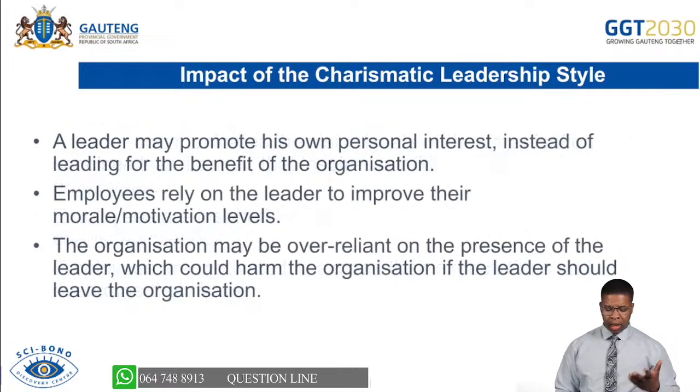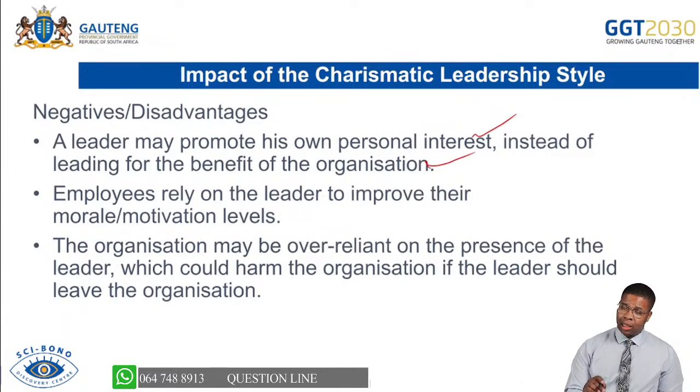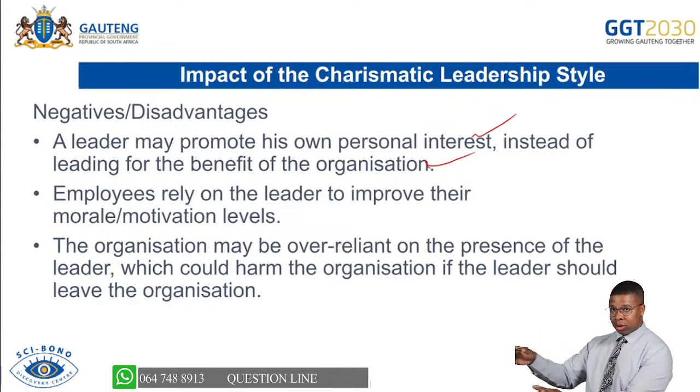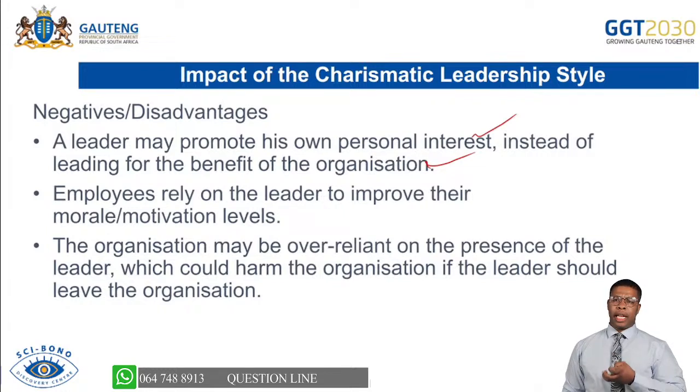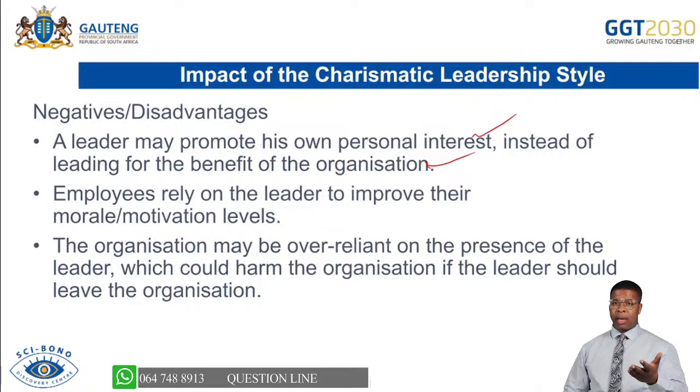from this charismatic leader. And then when you look into the negatives now, a leader may promote his own personal interest instead of leading for the benefit of the organization. So that may be the negative, because the leader might be pushing their own agenda, which will be deviating from the vision of the business, maybe, or moving away from what the business wants to achieve, because they have the influence and they have the personality to drive others towards that particular goal or objective, which is now moving away from what the business wants to achieve. Remember, we're talking about a business, and a business has a vision and mission that they want to achieve.